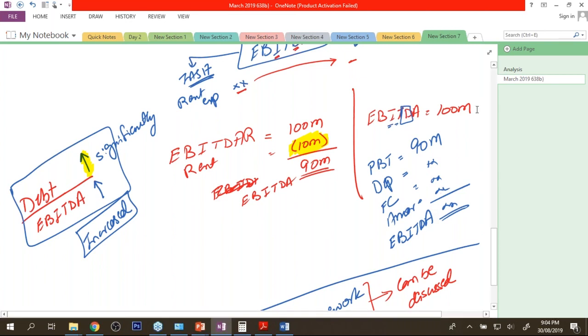Okay, no, George, we don't add back the rent normally. If we add back the rent, it will become earnings before interest, tax, depreciation, amortization, and the rent.